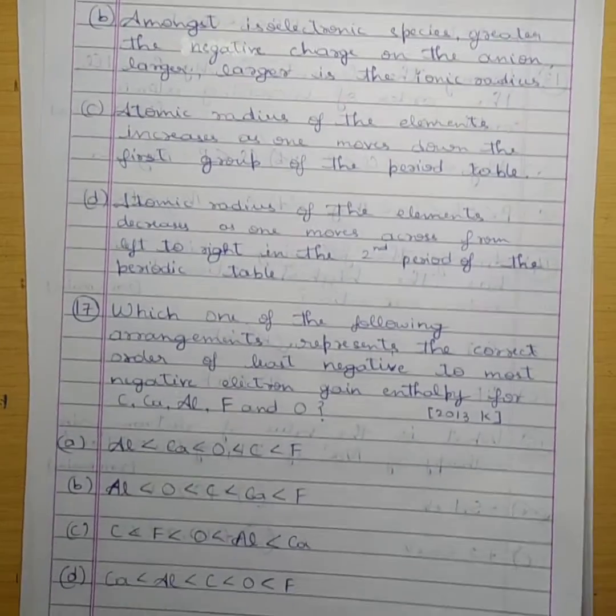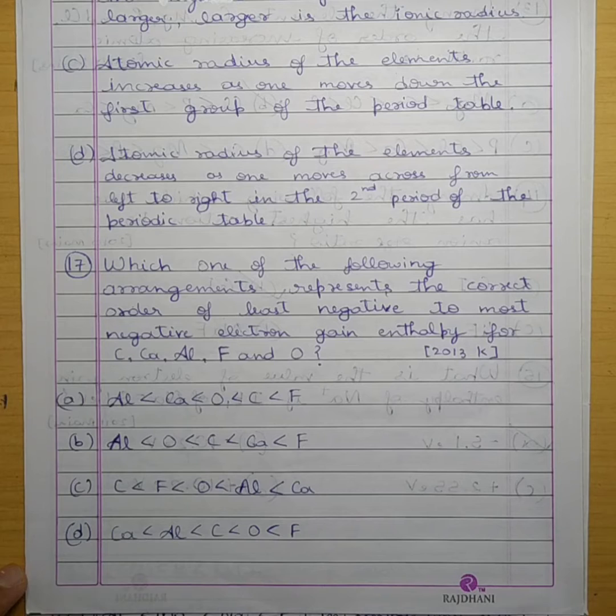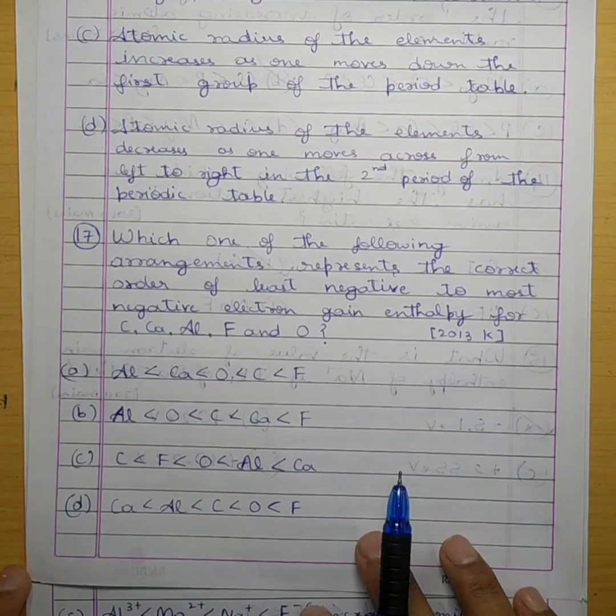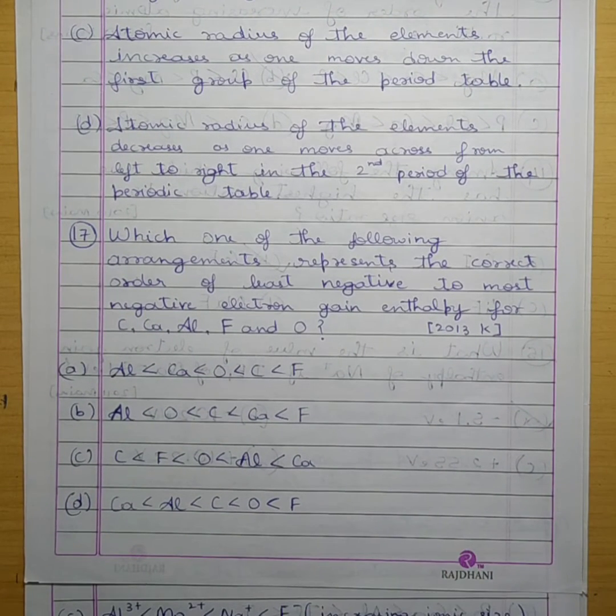Question 17. Which one of the following arrangements represents the correct order of least negative to most negative electron gain enthalpy for carbon, calcium, aluminium, fluorine and oxygen?